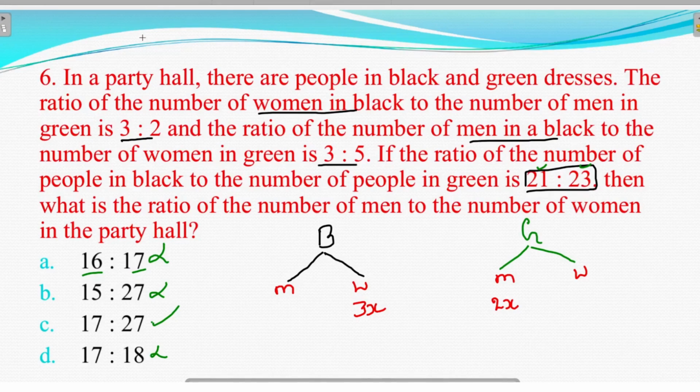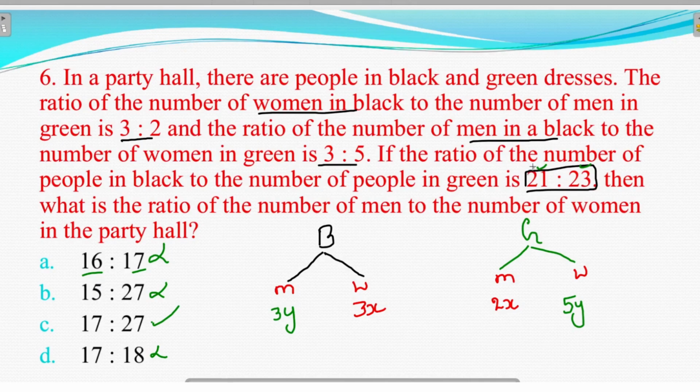And next, they have given men in black to women in green. Men in black will be 3y, sorry 3y, not 3x, because it is another ratio. Men in black will be 3y, and women in green will be 5y.